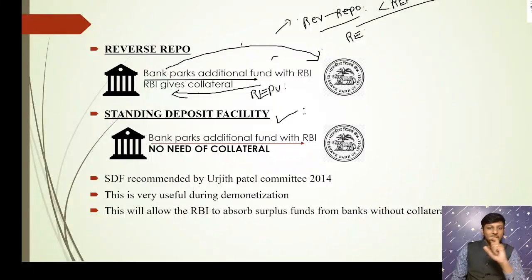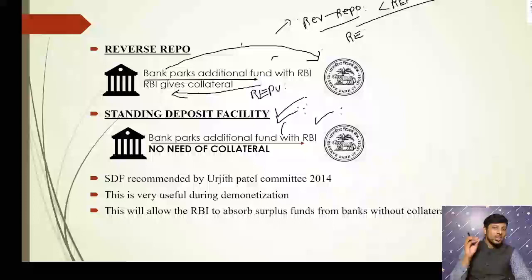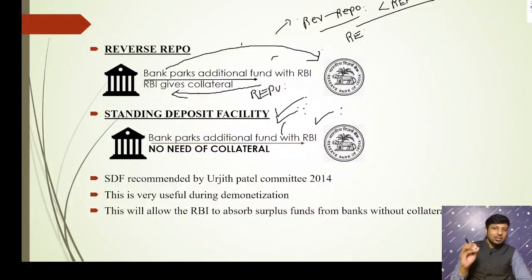But under the reverse repo, the RBI has to provide the collateral. Under demonetization, there was a huge amount of money supply in the system, and to suck it all out, the RBI did not have enough collateral. Therefore, to overcome this, the RBI came up with a new tool known as the Standing Deposit Facility. Under this SDF, the RBI can suck out or borrow money from the bank, but there is no need for the RBI to provide collateral to the bank. Unlike the reverse repo, in which the RBI has to pledge some collateral to the bank, under SDF the RBI has no liability to provide any collateral.